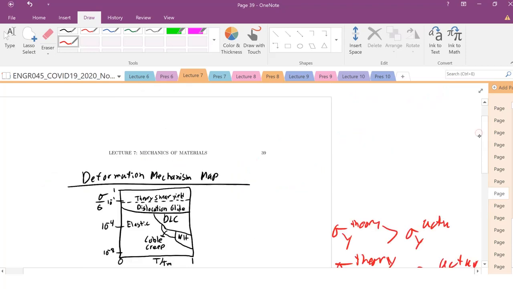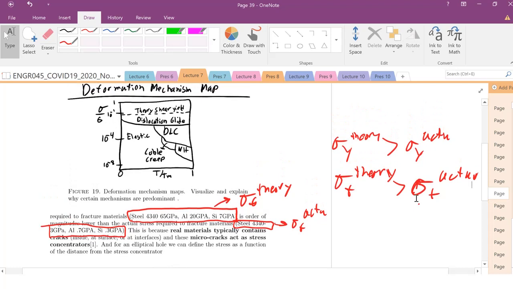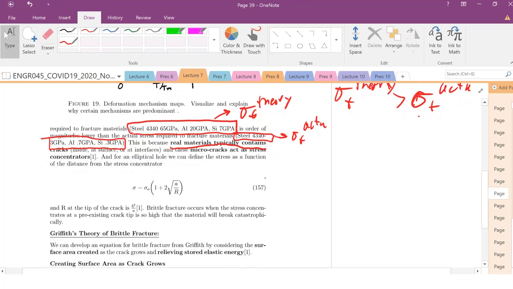Now, why is that? Let me go back to this page. Why did it happen for our yield strength? Well, the reason why the yield strength theoretically was much greater than our actual yield strength was because we don't ever deal with a perfect material. There are dislocations, there are defects in our material. The same justification holds for your fracture strength. Real materials will not only contain dislocations, but they'll also contain cracks. These small micro cracks, either at surfaces or at interfaces, will act as stress concentrators. So stress will be higher close to this crack than far away in the bulk of your material.